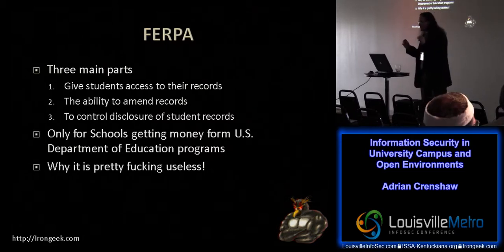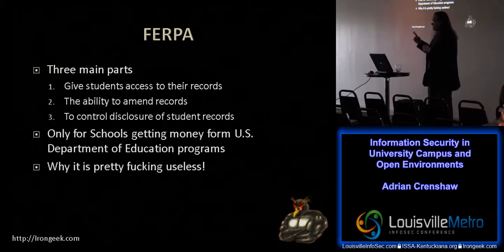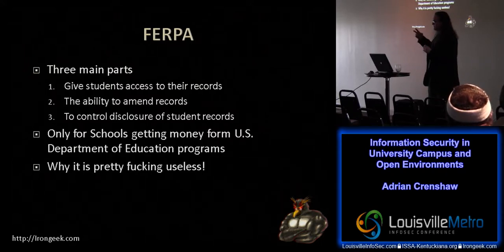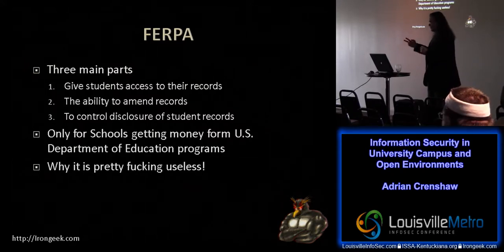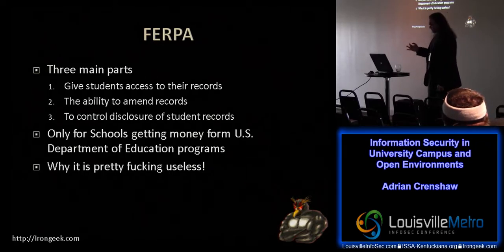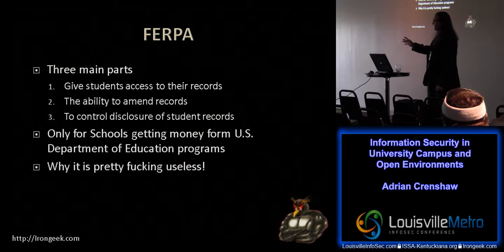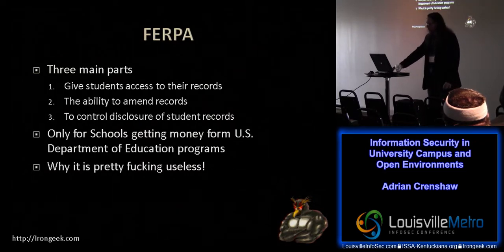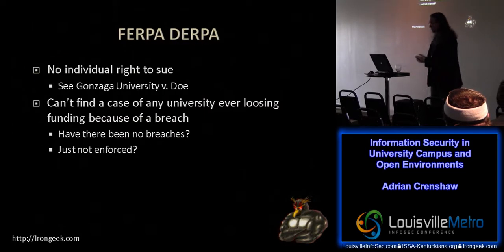FERPA has three main parts. One, it gives students access to their own records. It also gives students the ability to amend records that are not true or not accurate. It also allows them to control the disclosure of student records. It's only for schools getting money from the U.S. Department of Education, by the way. So why is it pretty useless? Let's start with that for a second.